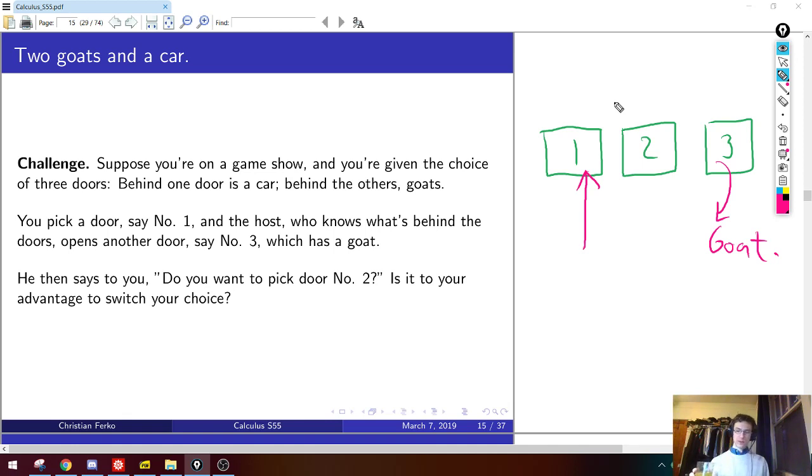No. No, why not? Because, I think, at this point it's a coin flip. You don't know any information about one or two anyways.